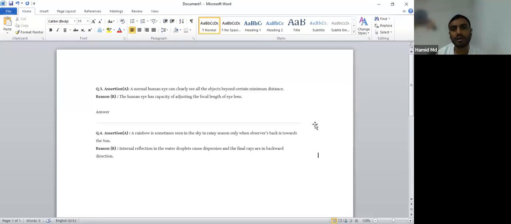Normal human eye can clearly see all objects beyond a certain minimum distance. That's right. The human eye has capacity of adjusting the focal length of eye lens. Yes, sir. True. That's called the power of accommodation. So what could be the option? Means, reason and assertion both are correct, and do you think that this explanation is valid? Yes. Okay. So both are true, and this may be the correct explanation.